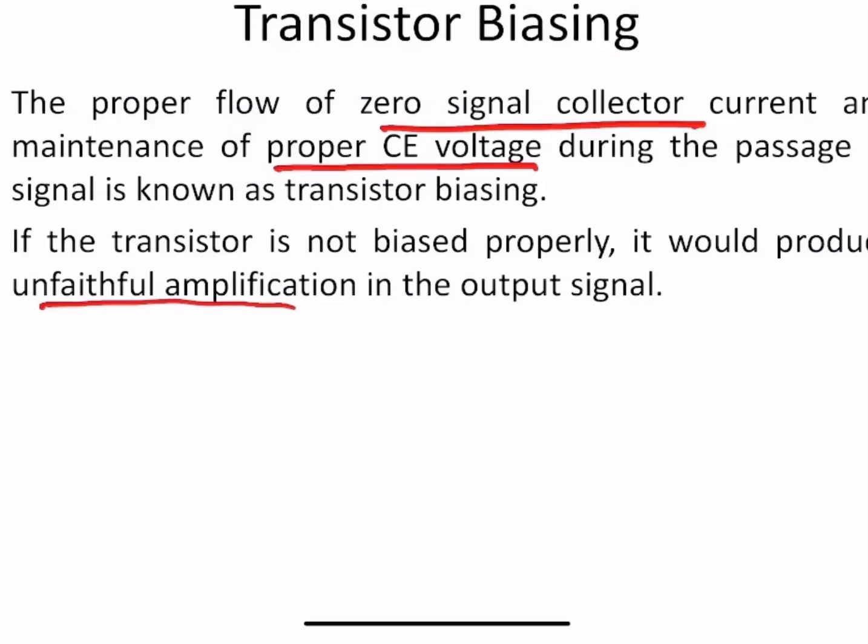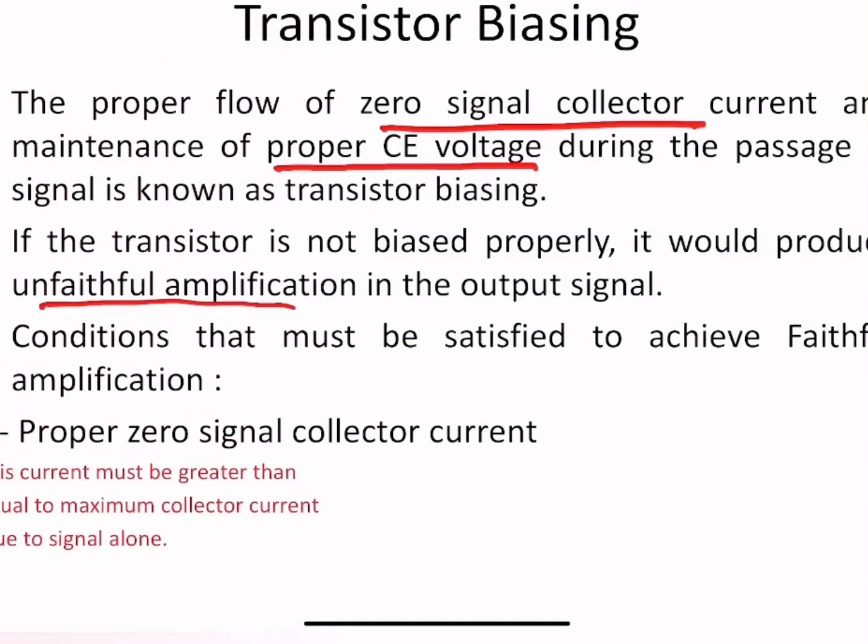Unfaithful amplification means that the shape of the input signal changes in the output during amplification. For faithful amplification we must satisfy three conditions. First condition is proper zero signal collector current.